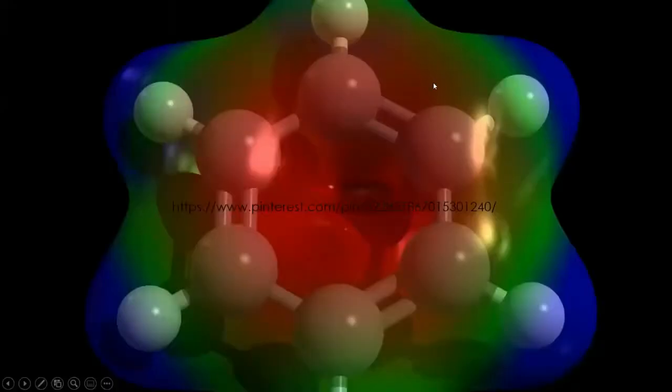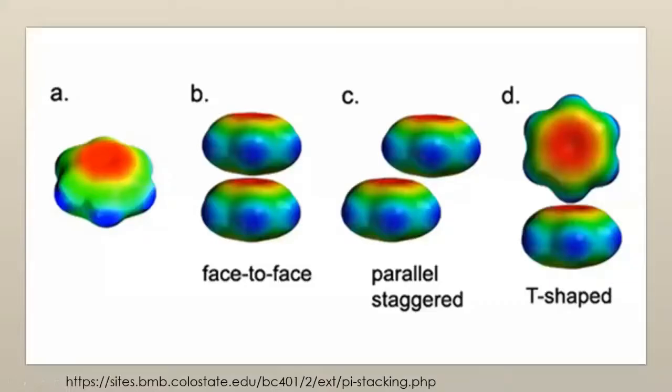Now I want to talk about another type of interaction, which is called pi stacking. Now this is a benzene ring, and we can see that this part is negatively charged while this part here is positively charged. So it turns out that aromatic rings, like benzene rings, interact with each other, and it's called pi stacking. Now there are 3 types of interactions that happen between benzene rings. There is the face-to-face interaction, there's the parallel staggered, and then there's the T-shaped interaction.